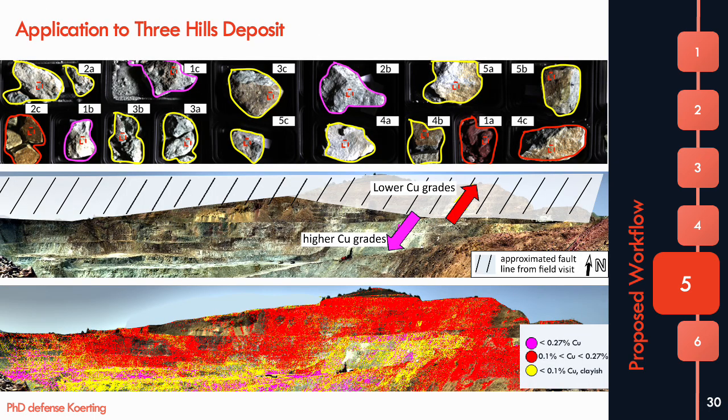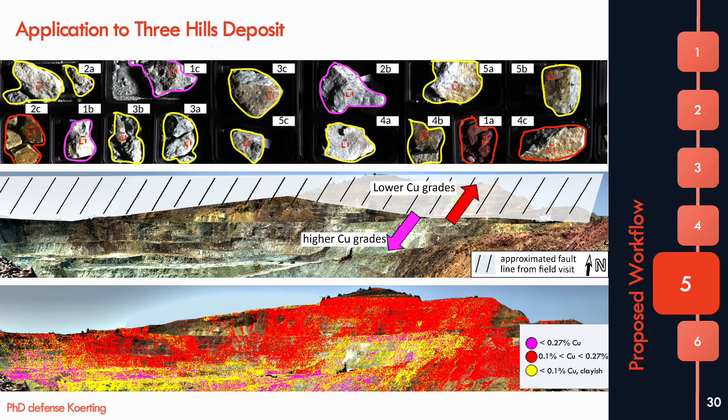So, because I was happy with my result, I applied it to the Three Hills deposit within the operating copper gold pyrite mine Skouritissa. And to give you a very brief geological context here, we have this open pit where we have an east-west trending fault line which crosses right through the pit, and north of this fault line, from communication on site, we expect to have lower copper grades, whereas south of this fault line, we expect higher copper grades down into the pit bottom.